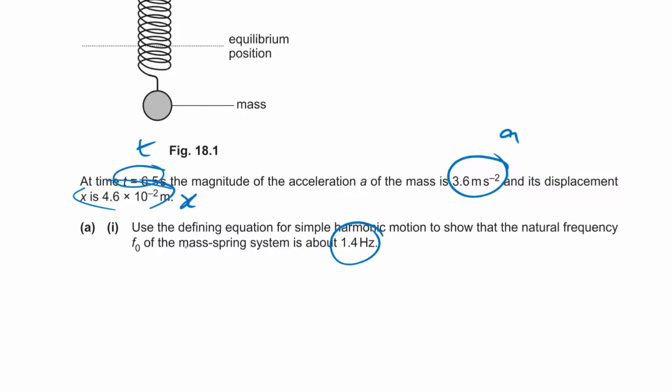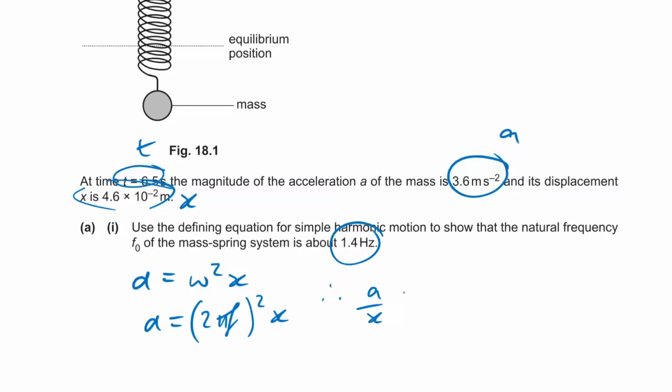And so if we have an acceleration, of course, we write down straight away a is equal to minus, don't really care about the minus, omega squared x. And we might need the time later on, but not yet. So a is equal to 2 pi f all squared times x. Rearranging this, a over x is equal to 2 pi f squared, square root that. So f is equal to the square root of a over x divided by 2 pi.